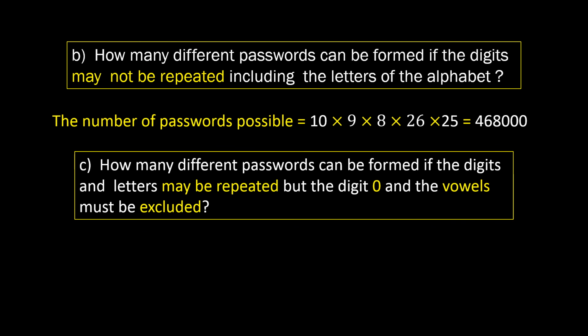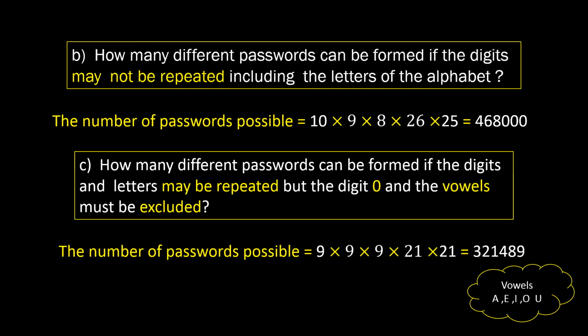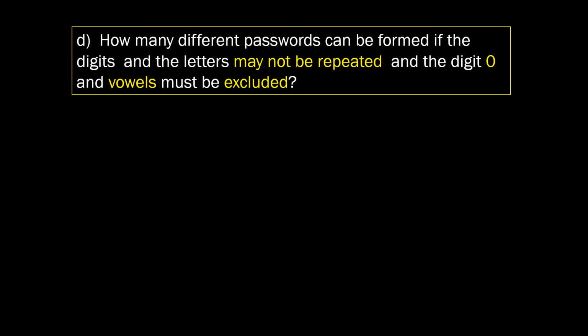Part C: how many different passwords can be formed if the digits and letters may be repeated, but there is a condition: the digit 0 and the vowels must be excluded. Look at that. We are going to exclude 0. How many are left? 9. And there are 5 vowels: A, E, I, O, U. So we exclude those 5. 26 minus 5 is 21. Then we use the fundamental counting principle. How many different passwords can be formed?